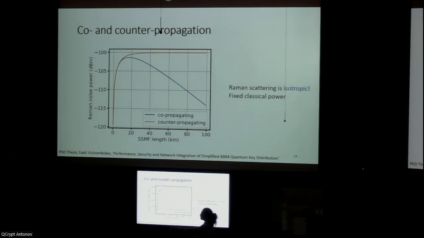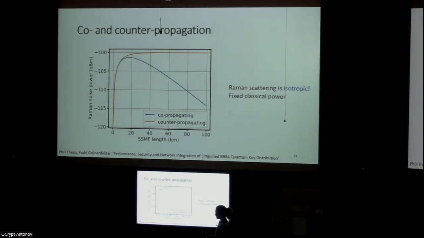For the counter-propagating case, we will see an asymptotic increase. This is because the noise that's created in the beginning will always be the same. It will just be backscattered. This distance doesn't change. And then adding any extra fiber distance will not increase the noise power much, for the same reason of propagation loss of the classical channel.